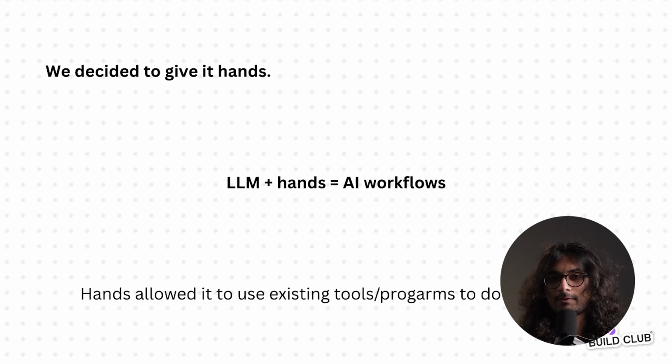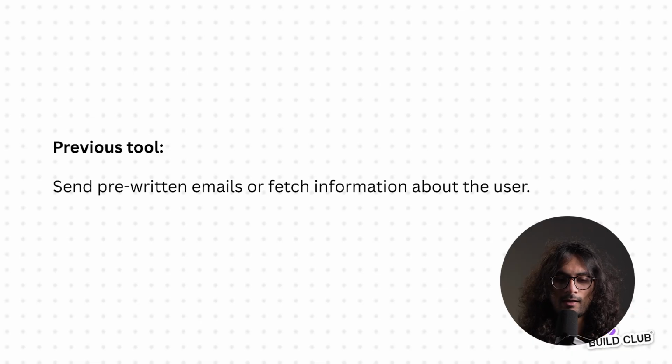If you use Zapier, there's different programs you can stitch together to get something done. Or if you have not used it, I will tell you what a program looks like. So there are some programs that basically send pre-written emails. So if you use MailChimp or something like that, you just write an email and it pre-sends it. Or maybe fetch information about a user. There's a lot of tools that do that.